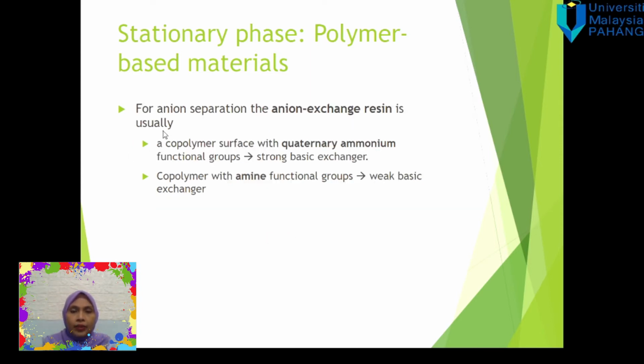And for the material for anion separation, meaning negatively charged ions, the surface of the stationary phase must be positively charged. That's why the copolymer surface has a quaternary ammonium functional group. Ammonium is positively charged, a strong basic exchanger. And a copolymer with an amine functional group is known as a weak basic exchanger.